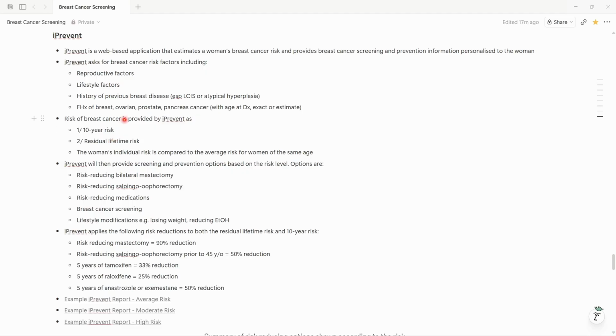iPrevent will ask the patient to put in some data about breast cancer risk factors, including their reproductive factors, lifestyle factors, any personal history of previous breast disease, especially lobular carcinoma in situ or atypical hyperplasia, and their family history, especially if they have a family history of breast, ovarian, prostate, or pancreatic cancer. If preferable, the patient should put in an exact age of diagnosis for their family members, but you can also provide an estimate. But even if they have no idea about the age, they can still proceed by just putting the family member that is affected with the cancer without needing to put in their age.